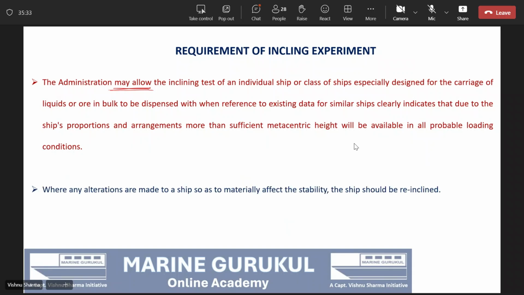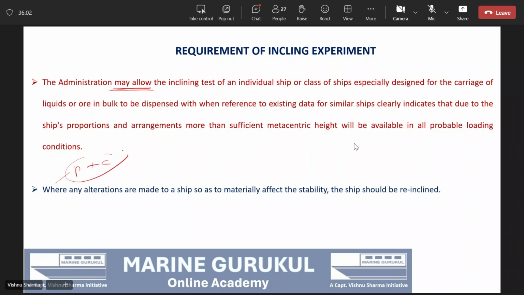Now, guys, when should the ship be re-inclined? When the ship is newly built, you have determined the KG. But what happens if you carry out a lot of structural changes in the ship? Then the center of gravity can again shift. So where alterations are made on a ship so as to materially affect the stability of the ship, it should be re-inclined. That applies to both passenger and cargo ships.